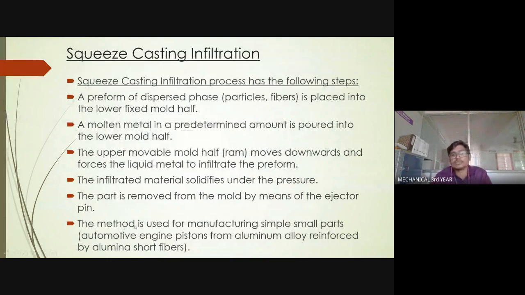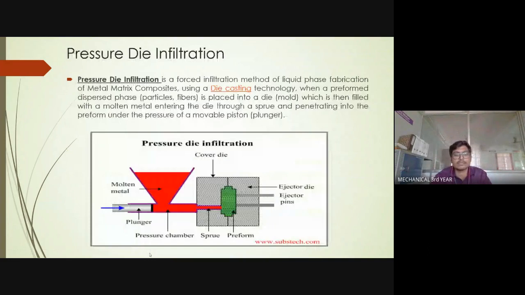The method is used for manufacturing simple small parts, and also automotive simple and small parts. Predominantly they are used for automobile engine pistons from aluminum alloy, reinforced by aluminum short fiber. So these are the things that you are using with the help of squeeze casting infiltration. And the next thing is the pressure die infiltration method.